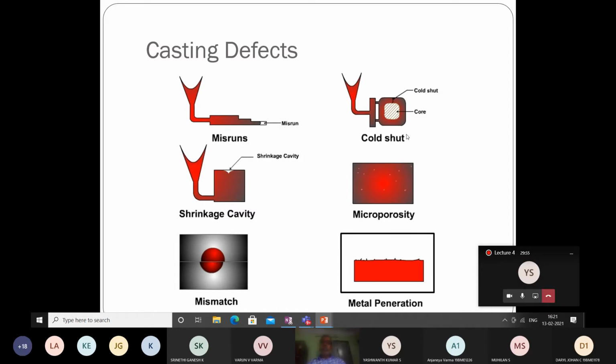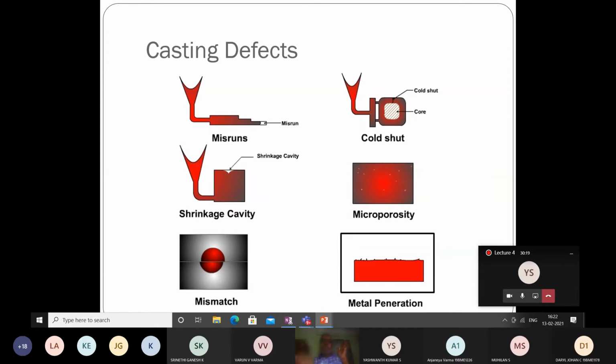And then cold shut. I will explain cold shut in a paragraph. Many times the molten metal flow will not take place through a single passage. When you have a complicated casting, the metal cannot flow through a single sprue passage. You have to have 2 or 3 passages. Whenever 2 or 3 passages are there, the streams will not fuse together properly. One will be cold, the other will be hot.